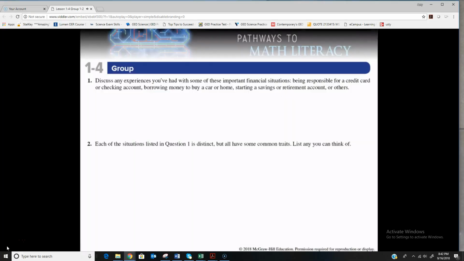The group section starts out just asking you to think a little bit about some financial situations. So in number one, it just asks you to discuss any experiences you've had with some of these financial situations, like being responsible for a credit card or checking account, borrowing money to buy a car or home, starting a savings or retirement account, or others. So there isn't anything to write here. Just discuss with someone else in your group, or if you're working on this alone, think about the experiences that you've had with these situations.